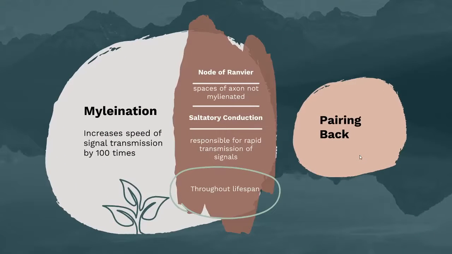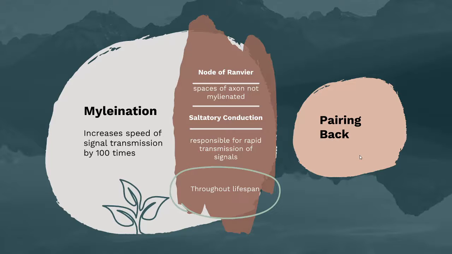The last step of development is myelination and pairing back. Myelination increases speed of signal transmission through the axon of a neuron by 100 times. Myelination causes the axons to have nodes of Ranvier. Nodes of Ranvier are spaces of axons that are not myelinated. These spaces help transmit signals faster through saltatory conduction.